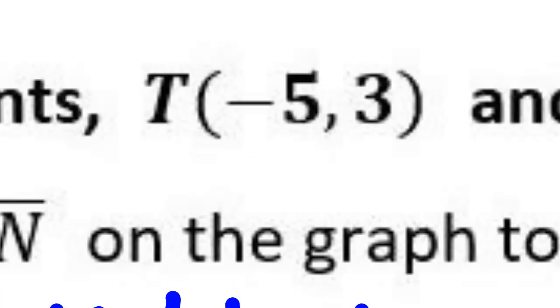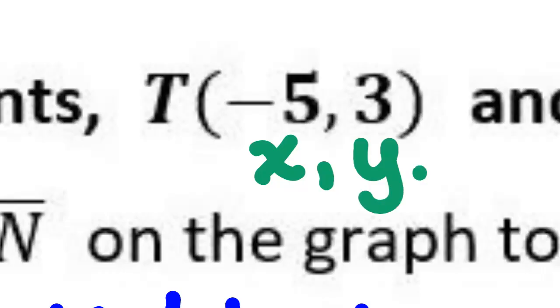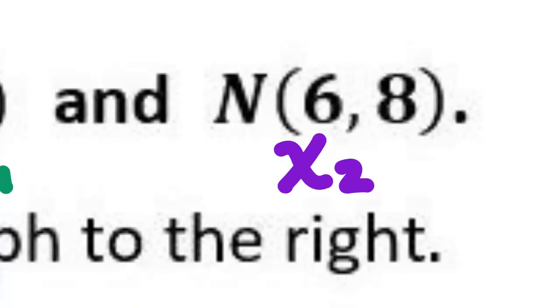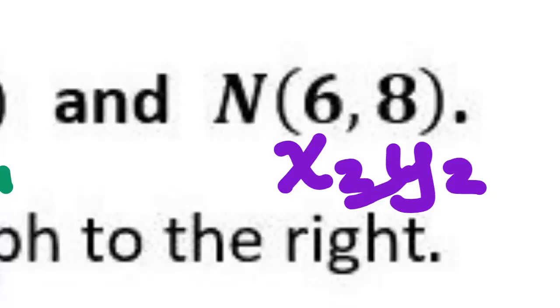So I'm going to let T be my x1, y1. And I'm going to let N be my x2, y2. Would it matter if I switch that around the other way? No. Either one of these points can be the x1, y1, x2, y2. What you can't have, though, is a single ordered pair with two x's or a single ordered pair with two y's. Every ordered pair has to have an x and a y with it. So one of those is the x, the other one is the y.